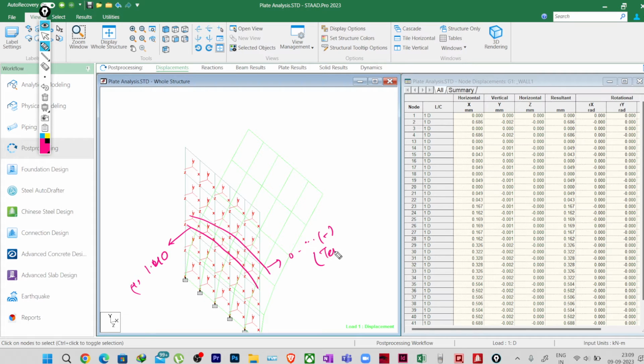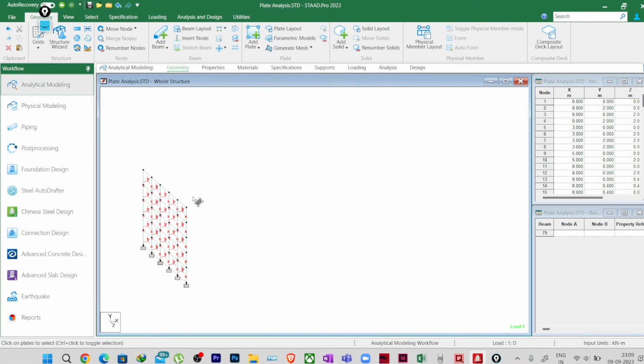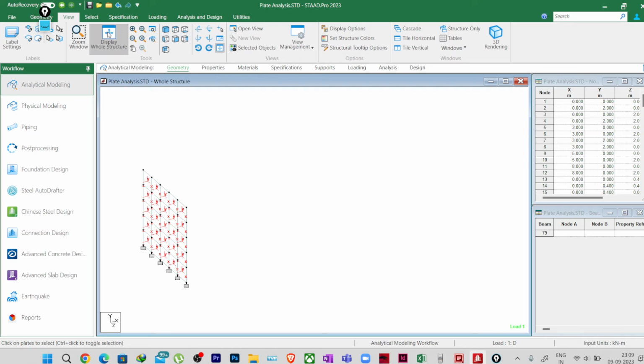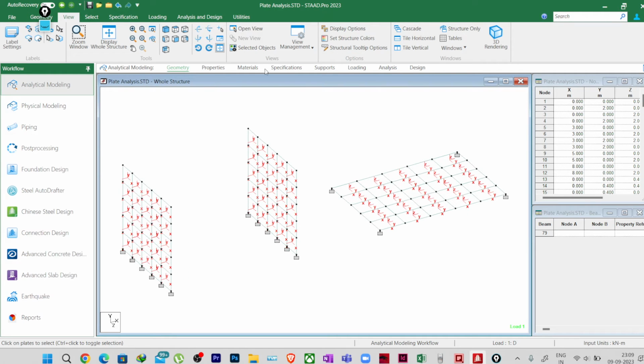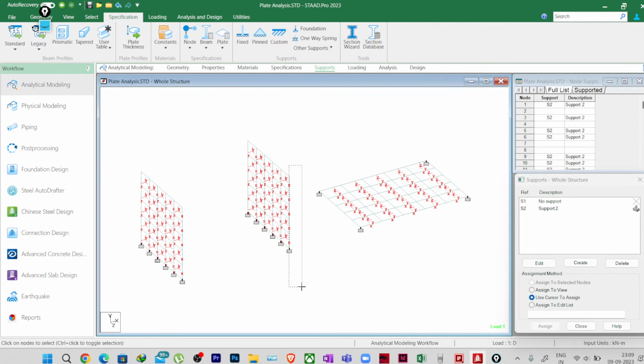But this is in tension actually, and this is under compression, you can say, in case of the horizontal case. Okay, now the same thing I can explain if I assign it. Let me just go back to the analytical model view, display the whole structure. Suppose I assign support to these faces also, then in that case you will see the horizontal moment also.